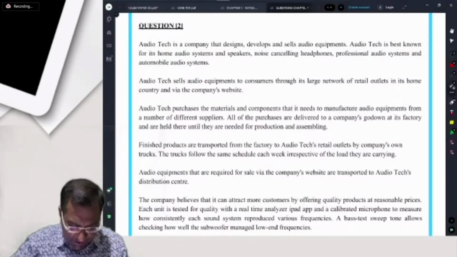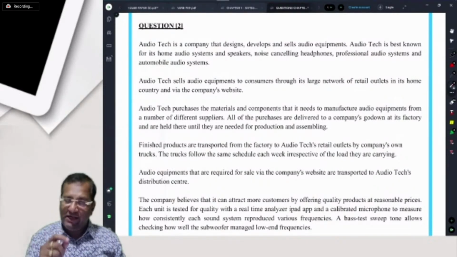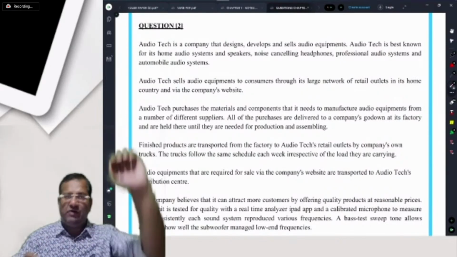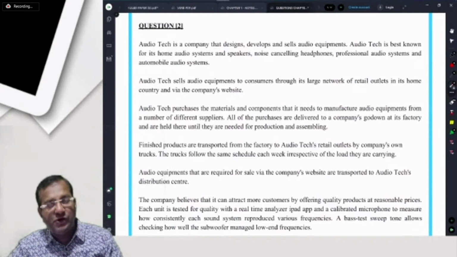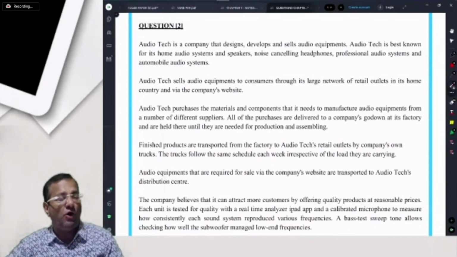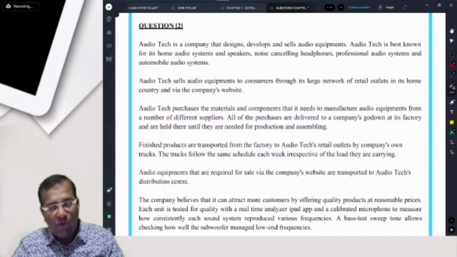So I think it's related with retail outlets in its home country and the company's website selling audio equipment. So I think it's largely related to activity number 3rd, outbound logistics, or it's marketing and sales. It's a mix, but at some point it can be related with outbound logistics and at some point with marketing and sales, such as when we are distributing our product. The distribution network should be the retail outlet, as well as if the customer directly orders from our website, you have to deliver that product not to the retail outlet, but to the customer's home or office.